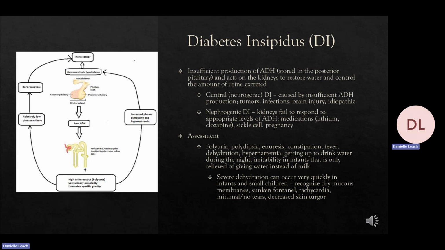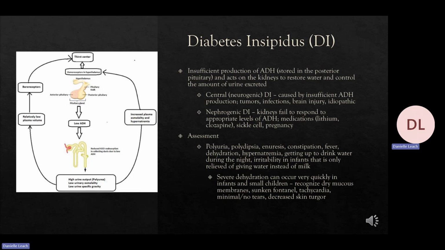This could be caused by things like medications, such as lithium or clozapine, sickle cell anemia, and pregnancy. On assessment of someone with diabetes insipidus, they will have polyuria, so a lot of urine output, polydipsia, they're always thirsty. They could have enuresis, which is nighttime bedwetting, constipation, fever, dehydration, hypernatremia, getting up to drink water during the night, irritability in infants that's only relieved by giving water instead of milk.